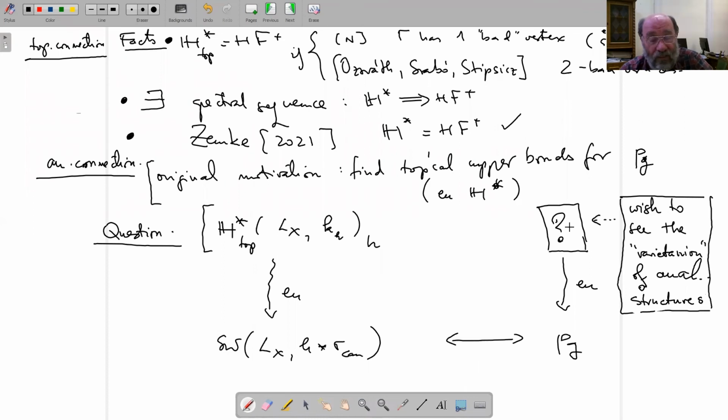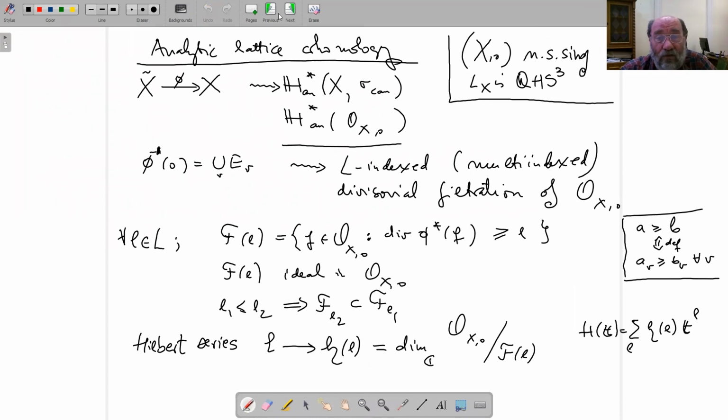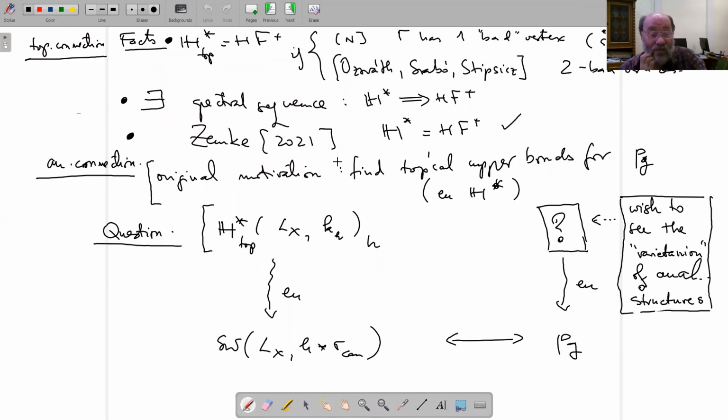I will continue with that second step tomorrow: the analytic lattice cohomology that we associate with the analytic type. Then we compare the topological lattice cohomology with the analytic lattice cohomology. I want to convince you that the analytic lattice cohomology depends on the analytic structure. If I fix the topological type and move among different analytic structures on it, then even the cohomology might jump.